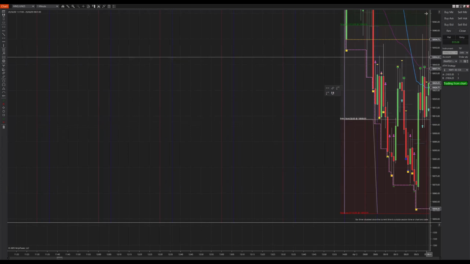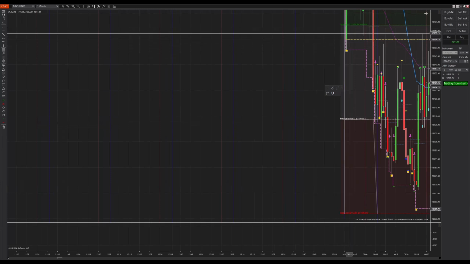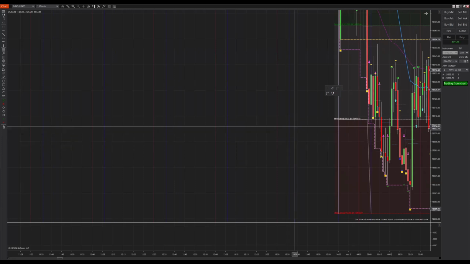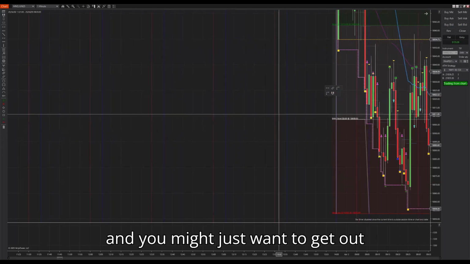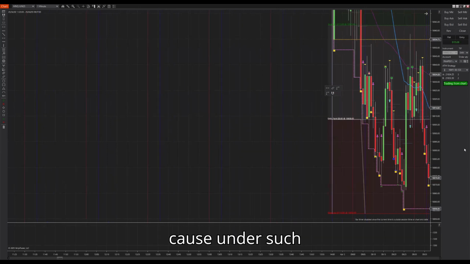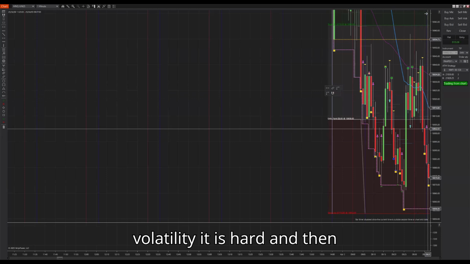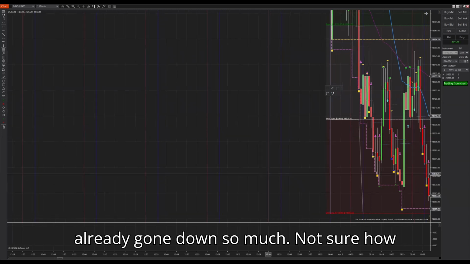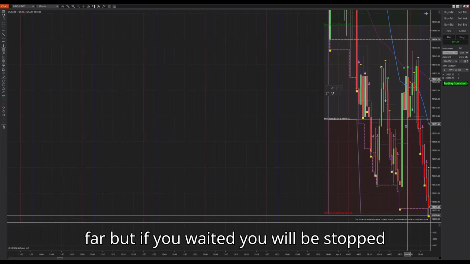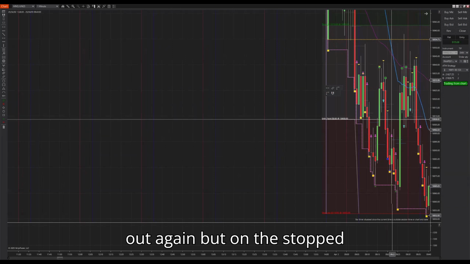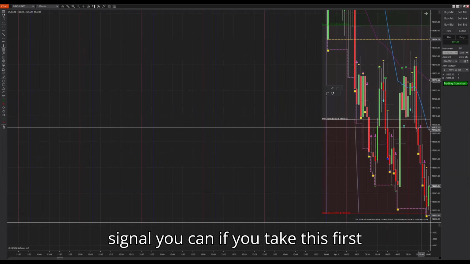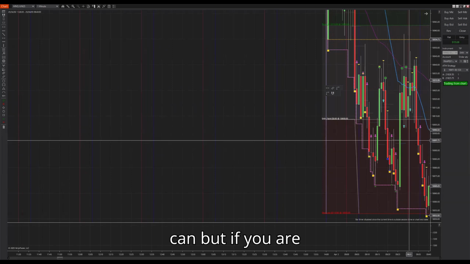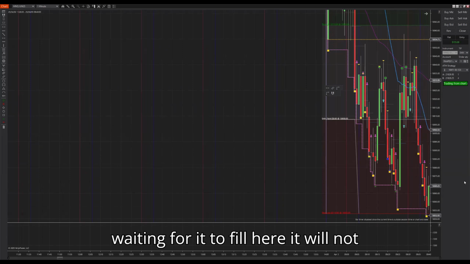Probably you can take 1 hour, a little less than 1 hour actually, because of how wide this is. And you might just want to get out because under such volatility, it is hard. And then down arrow, I don't know because it has already gone down so much. Not sure how far, but if you waited, you will be stopped out again. But on the stop signal, if you take this first signal, yes, you can. But if you are waiting for it to fill here, it will not fill.